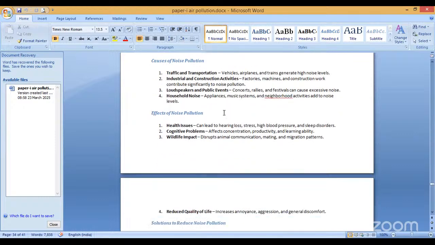Then coming to the causes of noise pollution. Mainly, the causes can be divided into four types. The first one is traffic and transportation. Vehicles, aeroplanes, and trains generate high noise levels. Second, industrial and construction activities. Factories, machines, and construction work contribute significantly to noise pollution. Third, loudspeakers and public events. Concerts, rallies, and festivals can cause excessive noise. Next, household noise. Appliances, music systems, and neighborhood activities add to noise. These are the main causes of noise pollution.